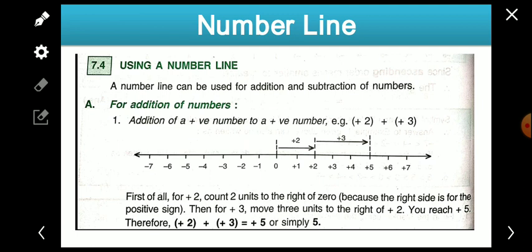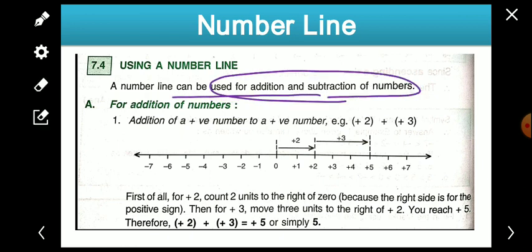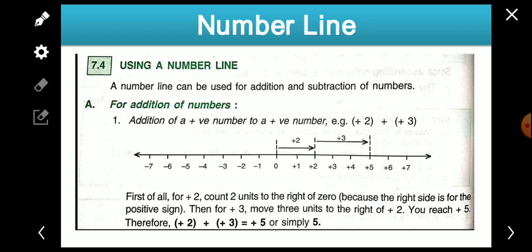A number line can be used for addition and subtraction of numbers. Obviously it can be used for both, and in addition to this it can be used for multiplication also. But in this chapter we will learn about addition and subtraction only.